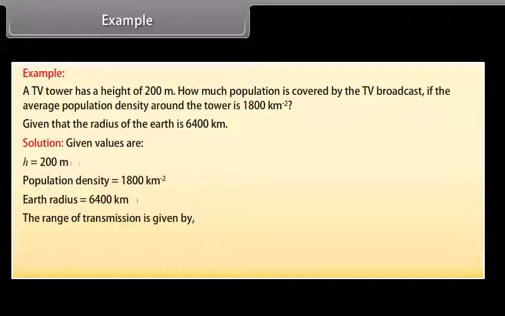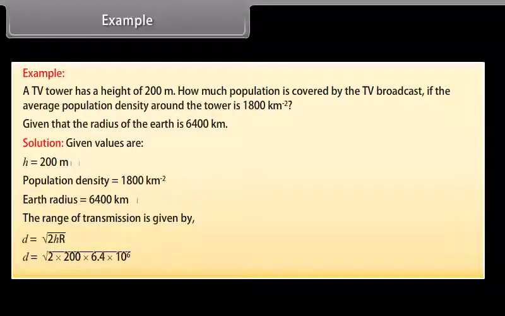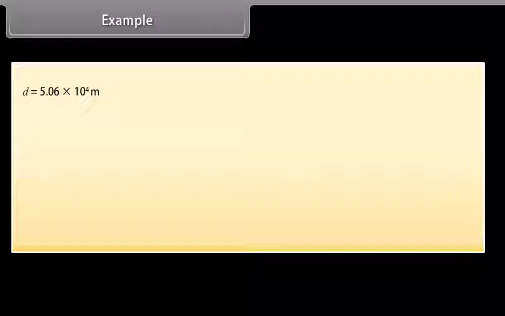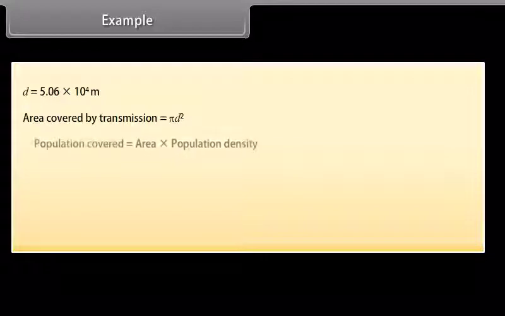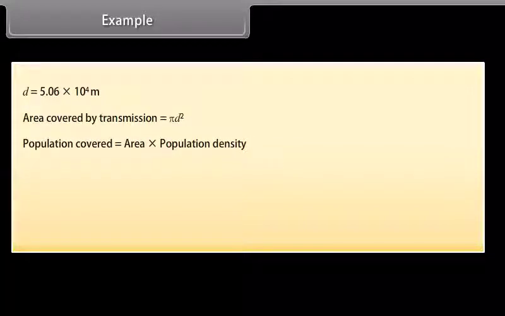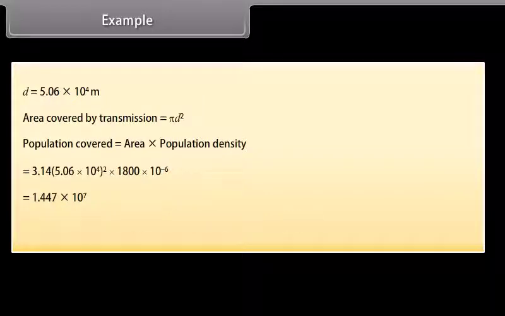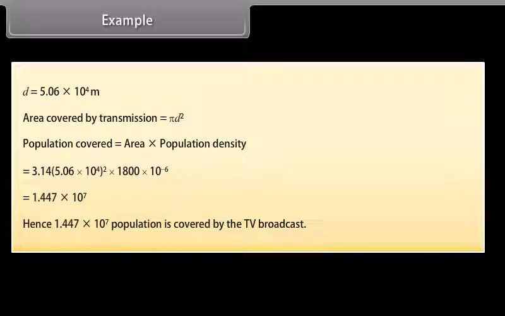The range of transmission is given by d is equal to under root 2hR. Now, put the values and calculate. We get the value of d is equal to 5.06 into 10 raised to the power 4 meter. Area covered by transmission is equal to pi d square. Population covered is equal to area into population density. Now, put the values and calculate. We get the value 1.447 into 10 raised to the power 7. Hence, 1.447 into 10 raised to the power 7 population is covered by the TV broadcast.